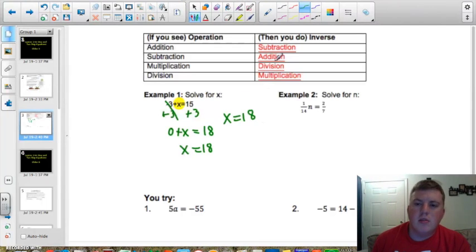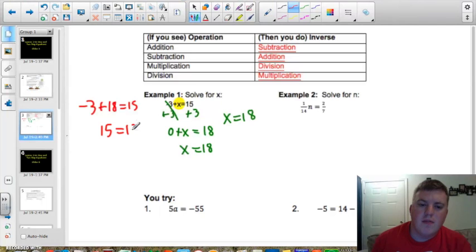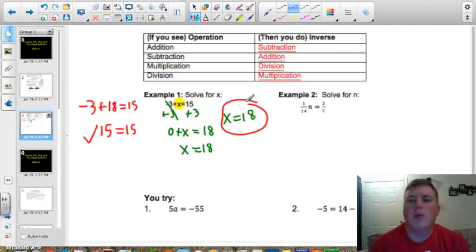Now, of course, the great thing about solving equations is we can always check our answer. All we have to do is take that answer that we got, x equals 18, and plug it back into the original equation. So our original equation was -3 plus x, which we just figured out was 18, should give us 15. And if we combine these, -3 plus 18 will give us 15. 15 does indeed equal 15, so we're good to go. We know that we got the right answer.